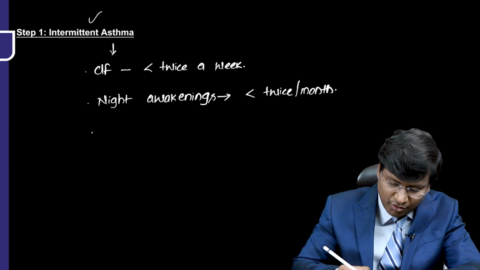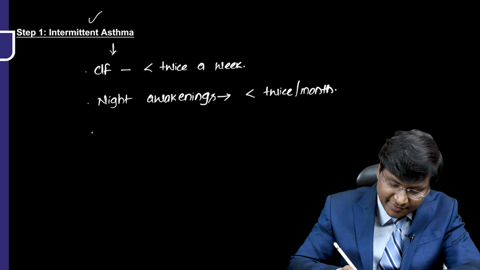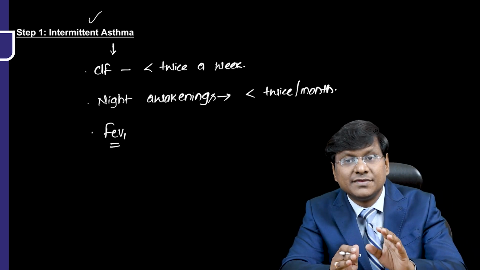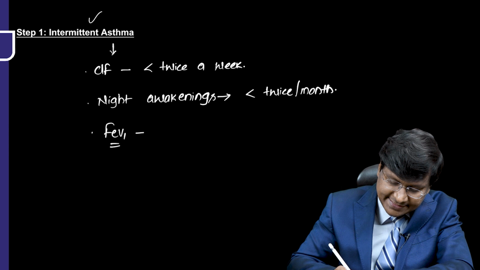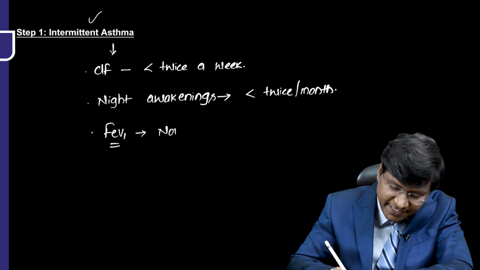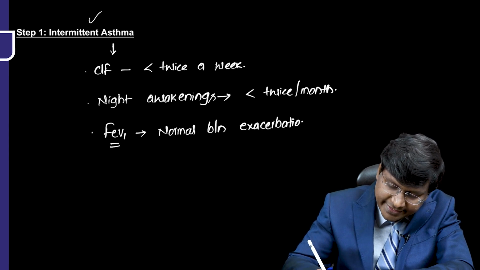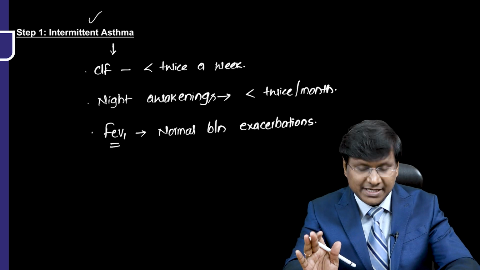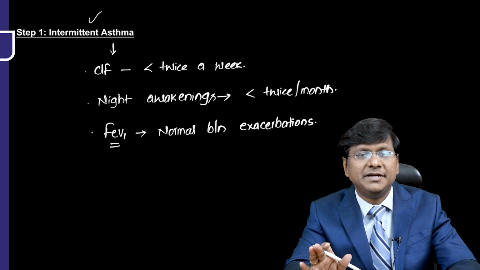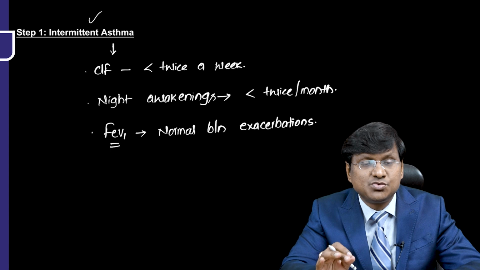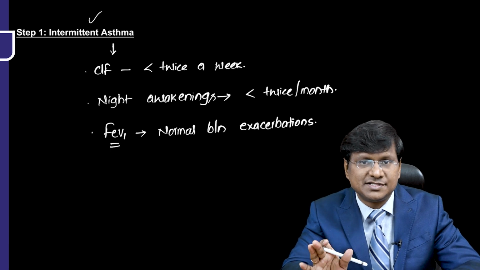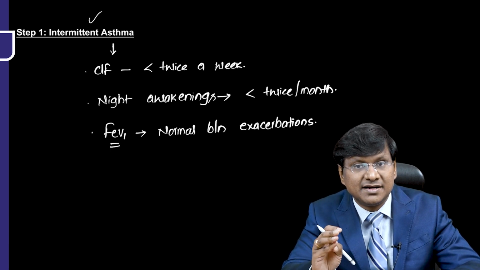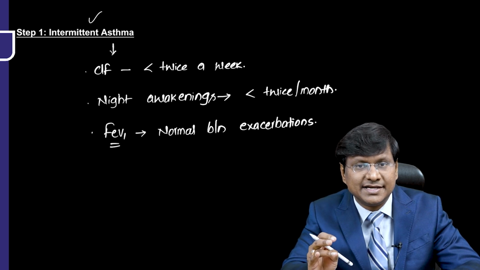And what about the FEV1, that is, lung functions? If you observe the lung functions, they are normal between the exacerbations, right? So between the exacerbations, the FEV1 is normal. So that is intermittent asthma, right? The asthma symptoms occur less than twice a week, and nighttime awakenings due to asthma occur less than twice a month.